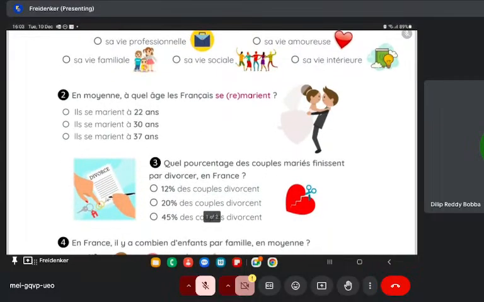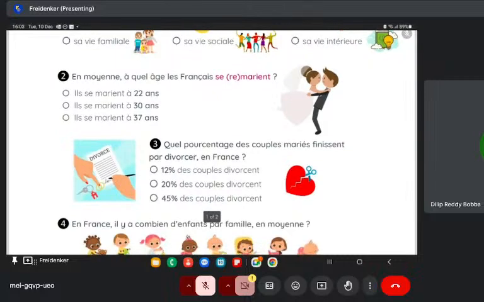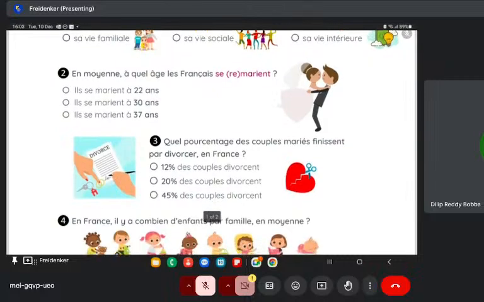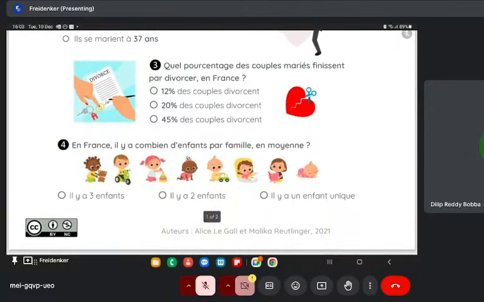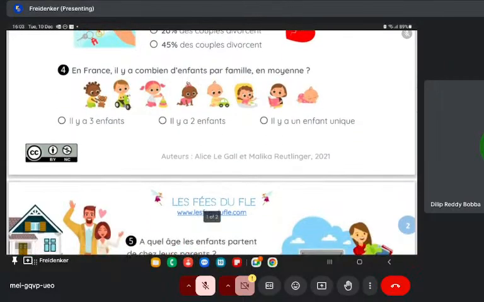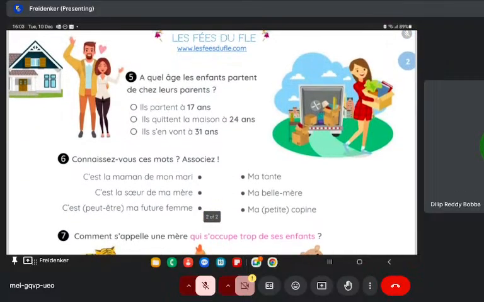En moyenne, so on average, à quel âge les Français se marient or remarient? Like on an average, at what age do the Frenchmen marry or remarry? Fine. Quel pourcentage des couples mariés finissent par? Okay, fine. There's nothing much in this as well, so I'll just skip. En France, il y a combien d'enfants par famille en moyenne? Okay. I don't think there is anything in this slide. À quel âge les enfants partent?